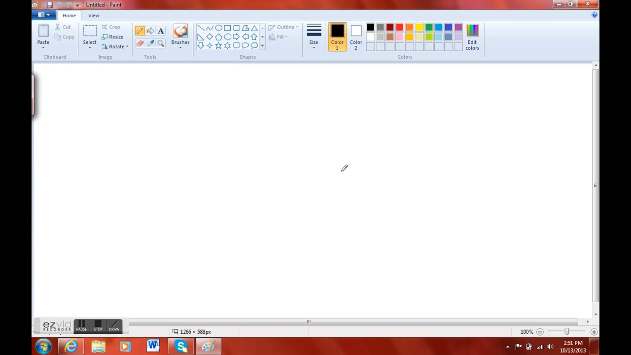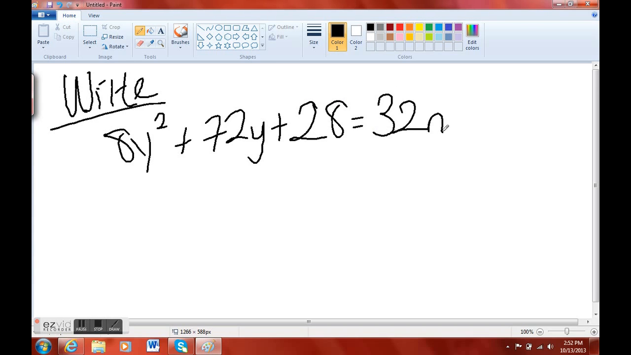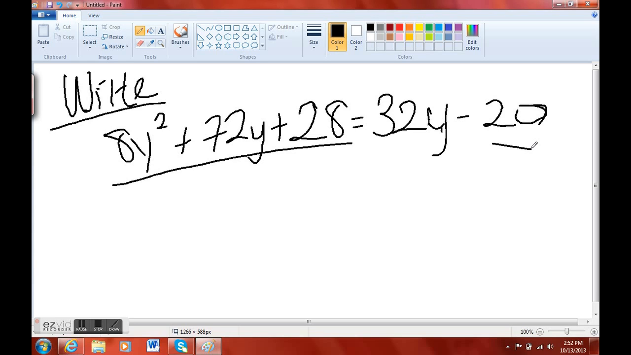Just write the problem down. Don't do it yet. The problem is going to be 8y squared plus 72y plus 208 equals 32y minus 20. I don't know why I wrote n. I guess I was still caught up on the wonderful problem we just did. So that's not n, it's 32y because it's the same variable. So write this down.